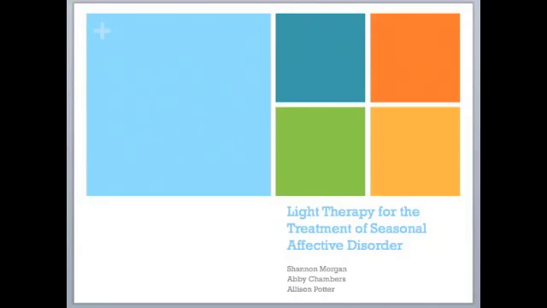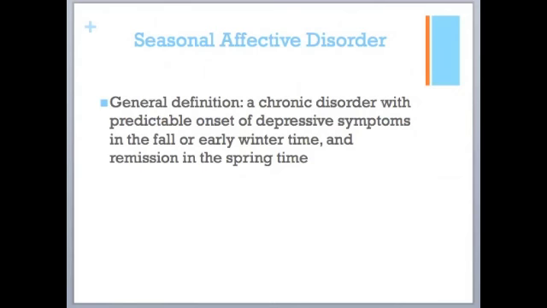And I'm Allison, and we're going to talk about light therapy for the treatment of seasonal affective disorder. A general definition of seasonal affective disorder, or SAD, is a chronic disorder with predictable onset of depressive symptoms in the early fall or early winter time and remission in the springtime.